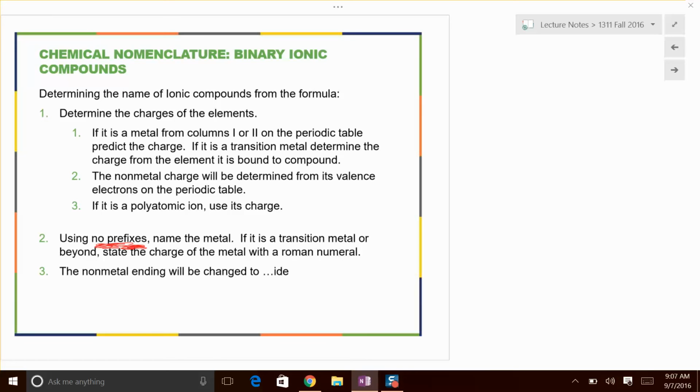So the very first thing we do, using no prefixes, we name the metal. Whatever the metal is, we use its name. Calcium, so we'd use calcium in the name. Sodium, we would use sodium in the name.